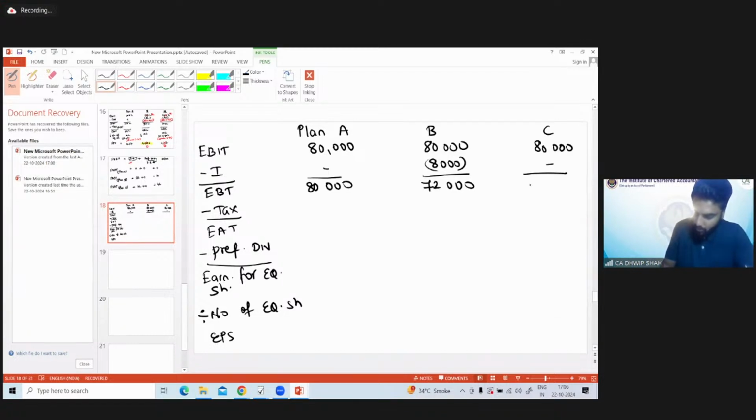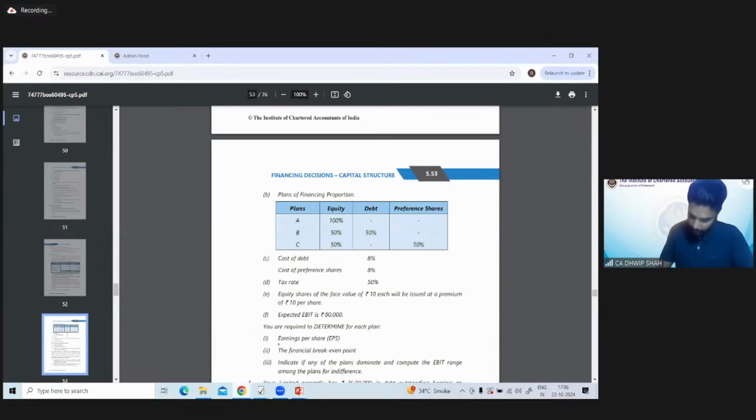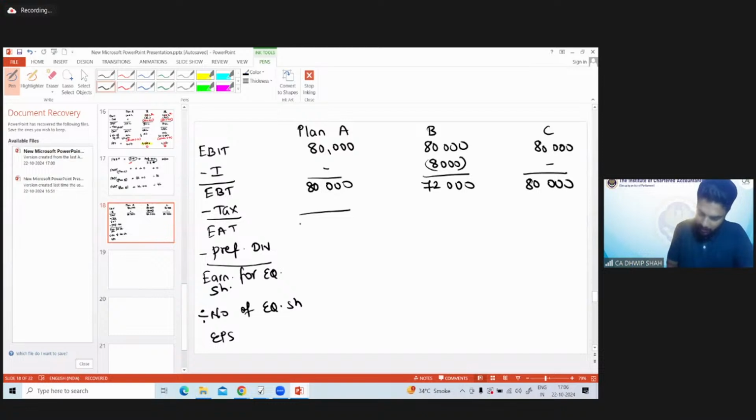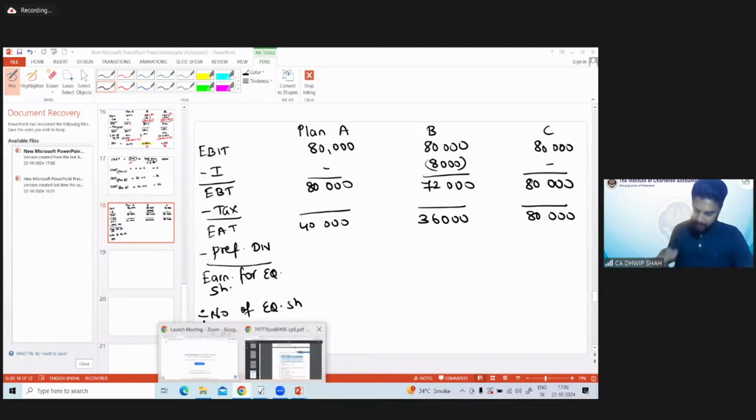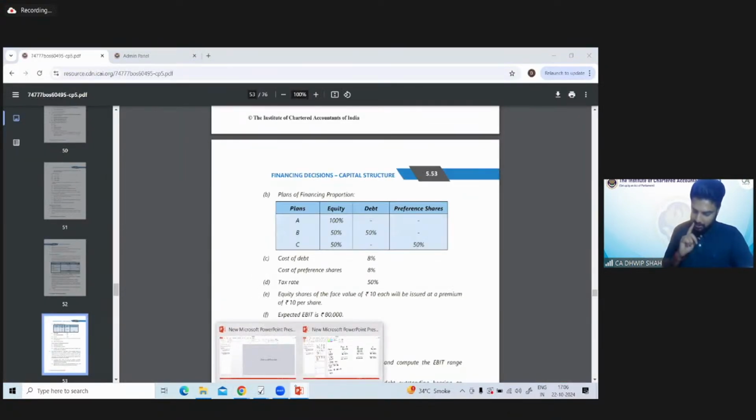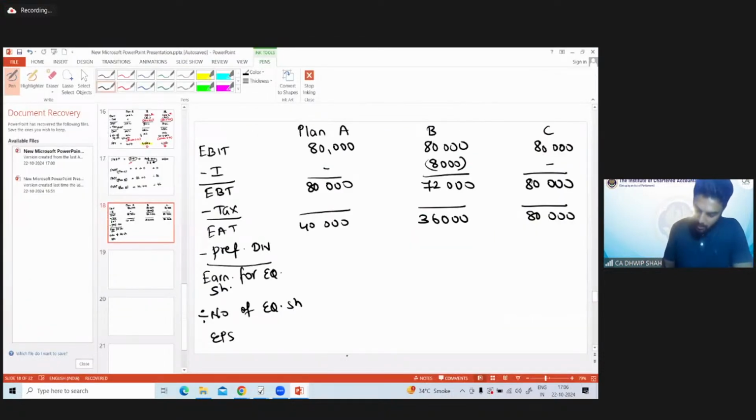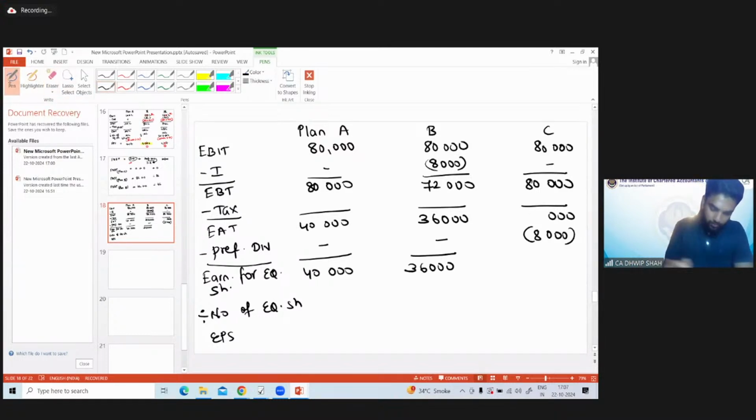So my EBT is 80,000, 72,000, 80,000. Tax rate is how much? Tax rate again 50%. So my earnings after tax would be 40,000, 36,000 in this case, and 40,000 in this case. Now there are preference shareholders as well in this question, and it is in alternative C. So I will raise 1 lakh through preference share capital under plan C at 8%. In plan B, no preference dividend, but here it would be 8,000. So earnings for equity shareholders are 40,000, 36,000. Sorry, here it is not 40,000, here it will be 40,000 after tax, and here 30,000.